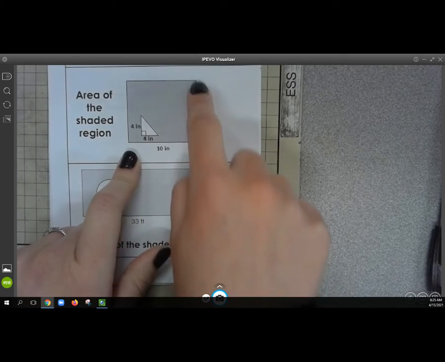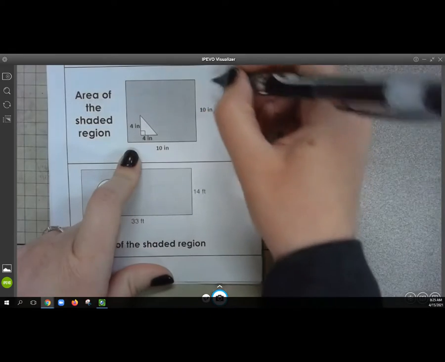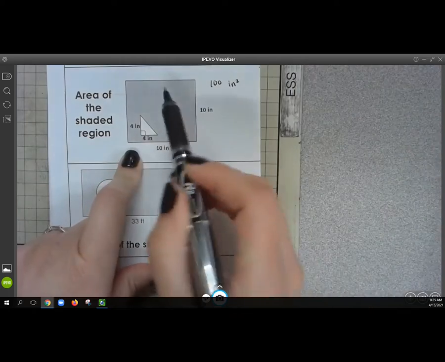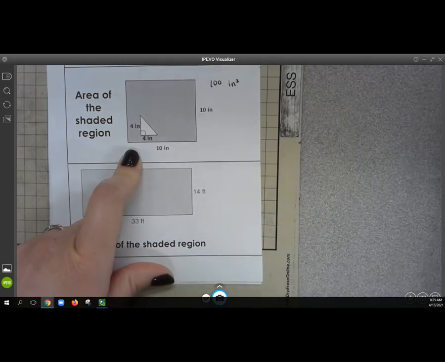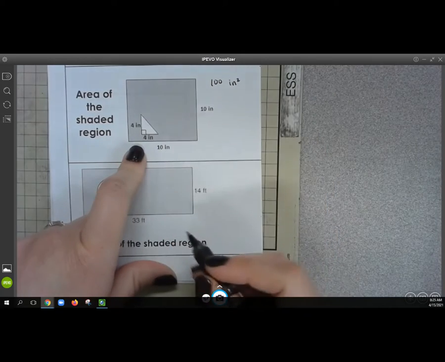We have a square that is 10 inches by 10 inches, so we can tell pretty easily that would be 100 square inches. We would have 10 rows of 10 inches each, right? So then we have to remove this triangle.